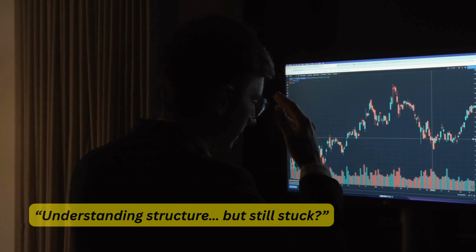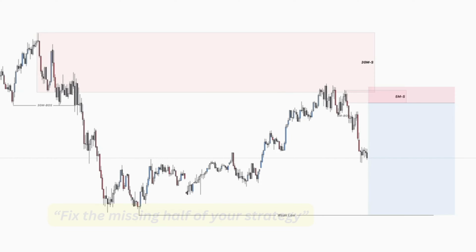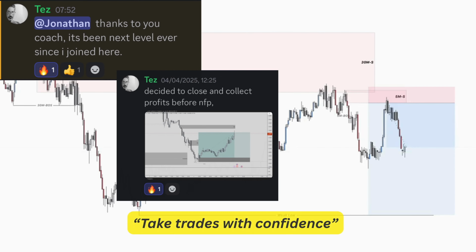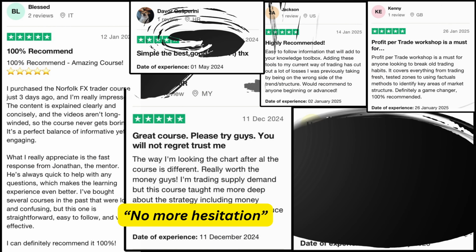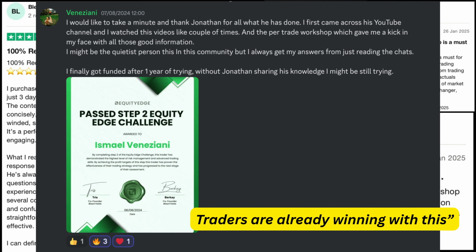If you're starting to understand structure but still feel stuck when it comes to placing real trades, this is where it all clicks. You'll finally fix the missing half of your strategy, the part that turns smart money structure into trades you can actually take with confidence. No more second guessing, no more late entries. Once you see this, your charts will never look the same again.